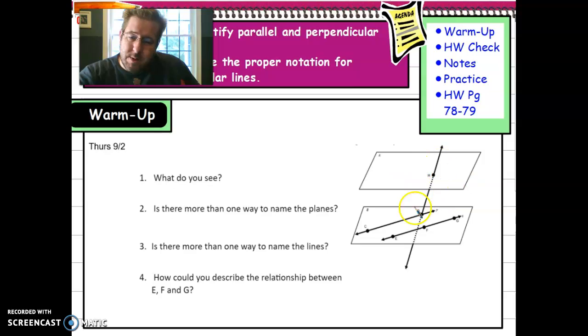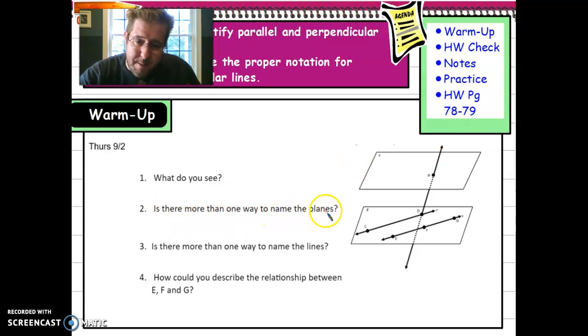What do you see? When I look at this, it is very similar to what we did in the last lesson. I see two planes, planes A and B. I see a line going through both planes. That would be line DH. I see point H is on plane A and point D is on plane B. And plane B also has two other lines. It has line CD and line EG, which appear to be parallel, but we do not actually have any proof that they are parallel.